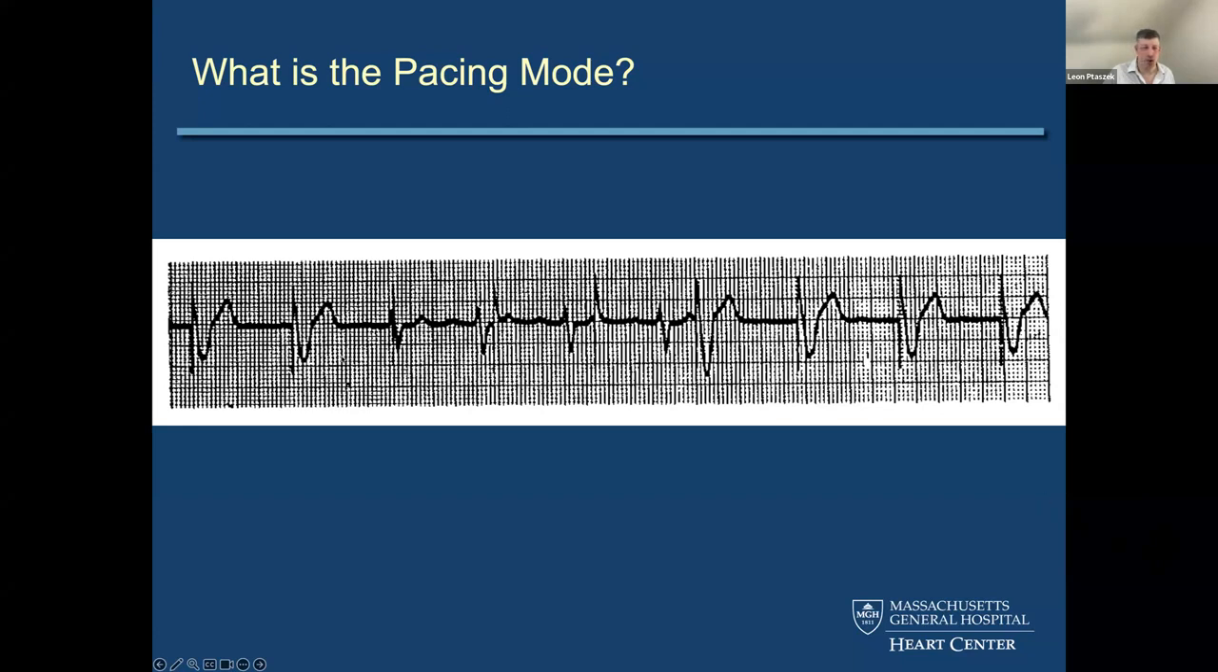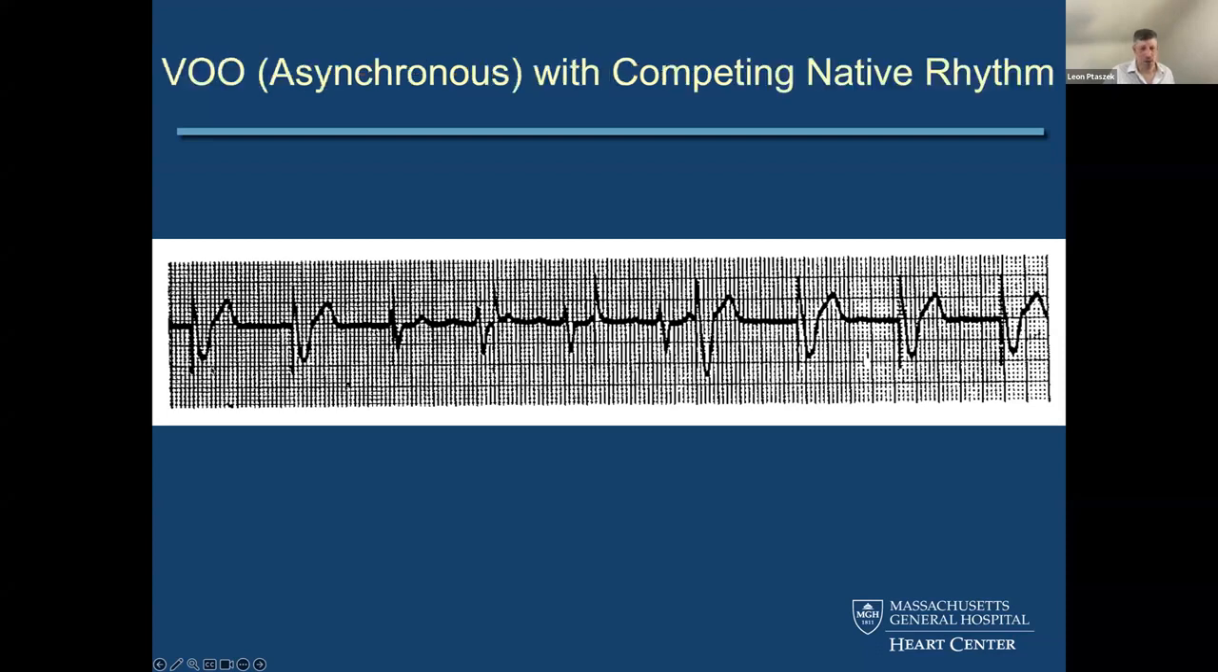So going from left to right in this rhythm strip, you see a large vertical spike followed by a wide complex, which appears to be a QRS complex just based on its amplitude and the presence of what looks like a T wave afterwards, right? And this tall spike sure doesn't look physiologic, right? And the tracing here is not terribly well visible all the way across.